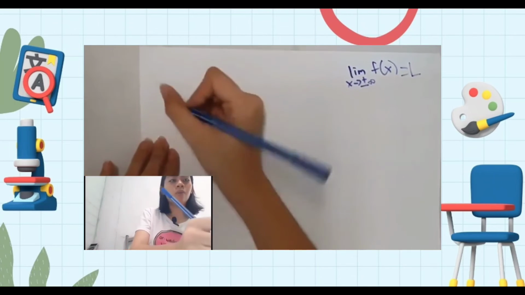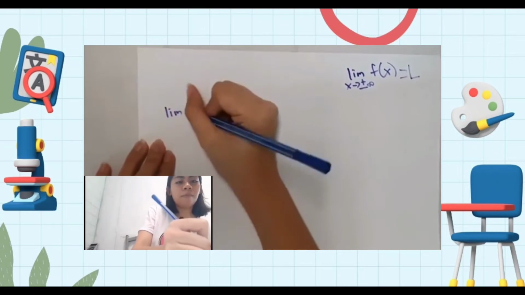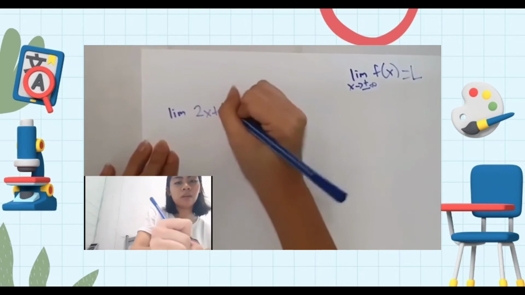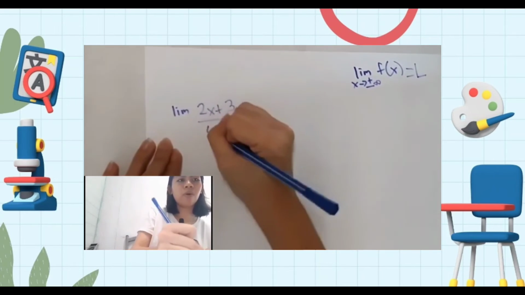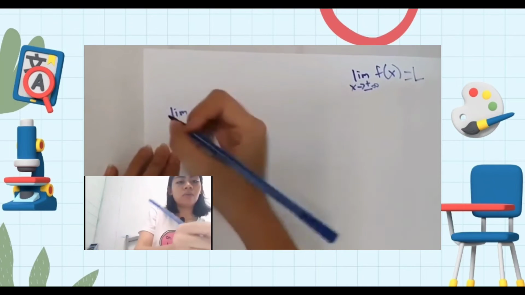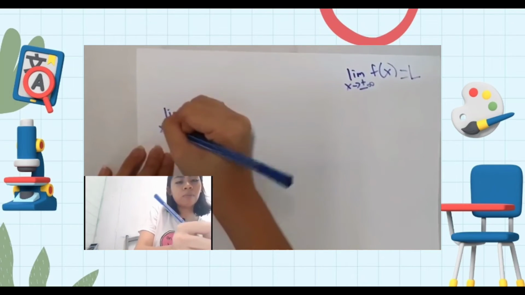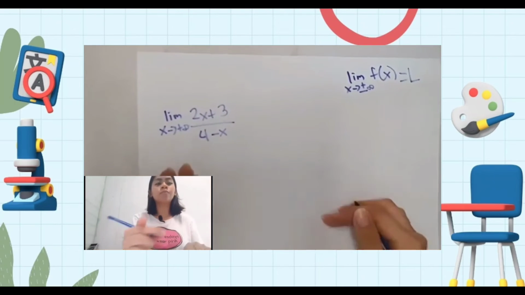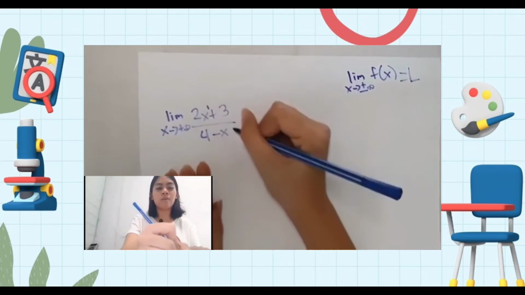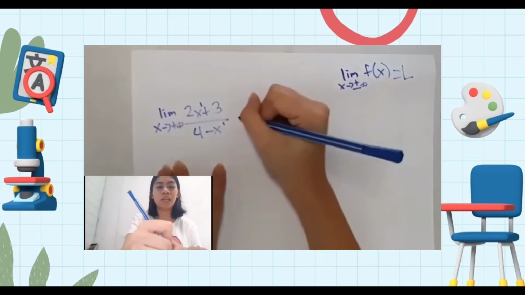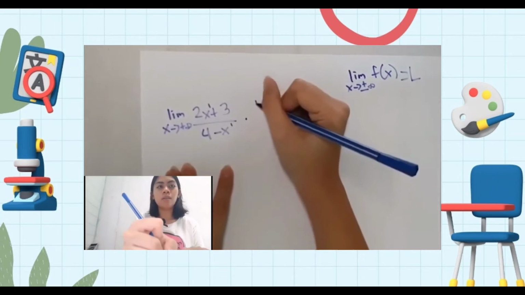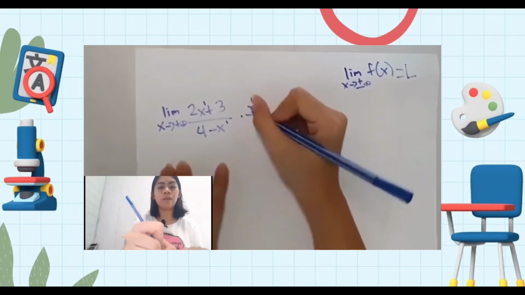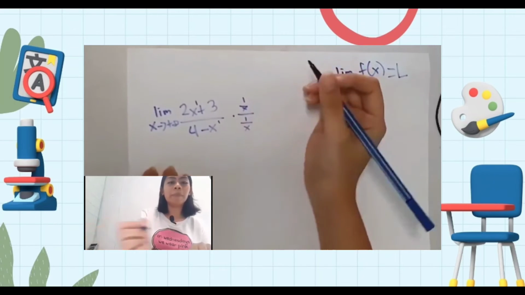So meron tayong equation which is ang limit of 2x plus 3 over 4 minus x as x approaches positive infinity. So nagiging infinity. Always remember na yung mga x na yan is may exponent na 1. So gagawin natin is ito times natin, which is 1 over x, and over sa ilalim ay ganun din, 1 over x.